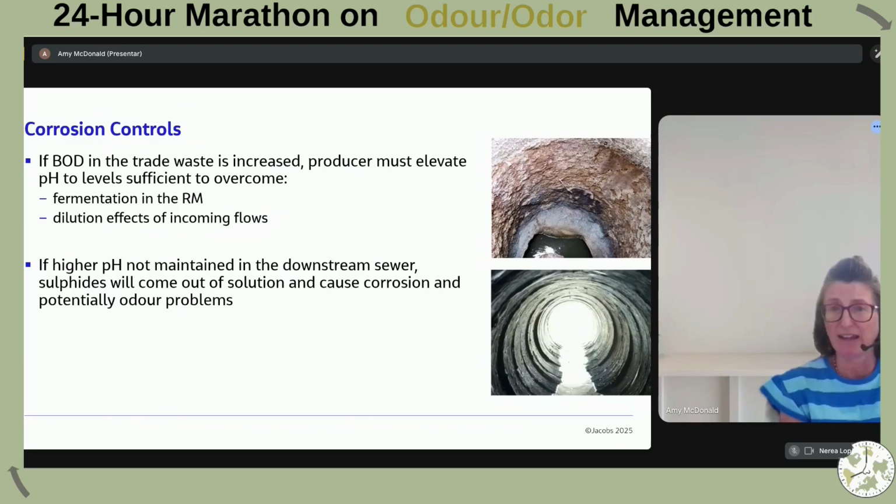So as you can see, this modelling was really useful to provide SA Water with an indication of the controls that were required at the trade waste producer to enable them to increase the BOD in their discharge without causing detrimental impacts on the downstream sewer.